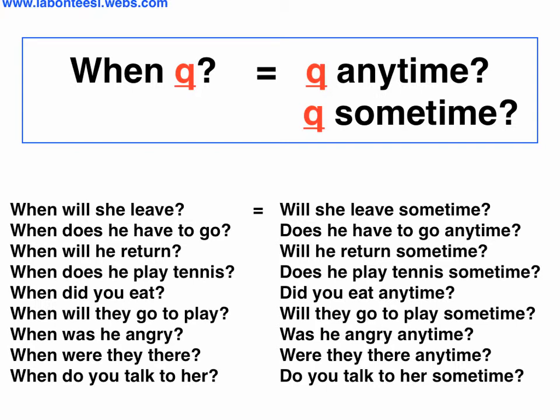When will she leave? Will she leave sometime? When does he have to go? Does he have to go sometime? When will he return? Will he return sometime? When does he play tennis? Does he play tennis sometime?